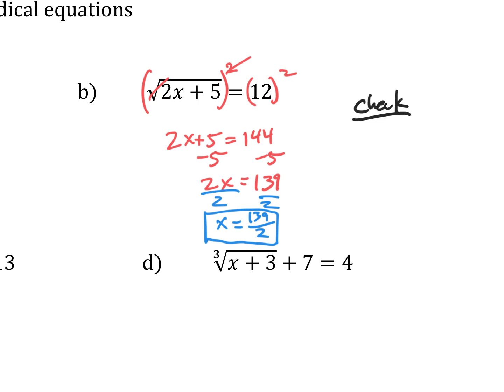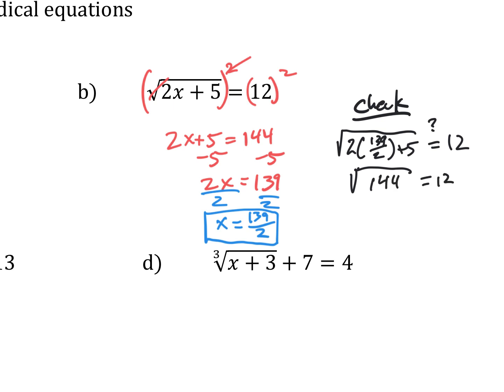And with radicals, again, we're going to want to check because strange things can happen here. We'll see. 139 halves. Does that equal 12? Well, 2 times 139 halves is 139, plus 5 is 144. Is that really 12? Yes, it is. Okay, we can go one step further. The square root of 144 is 12, so yes, indeed, 12 equals 12.